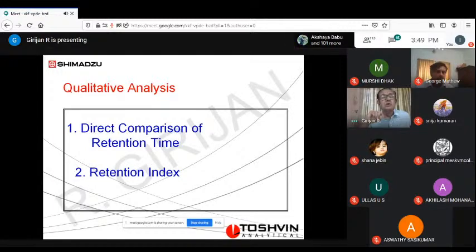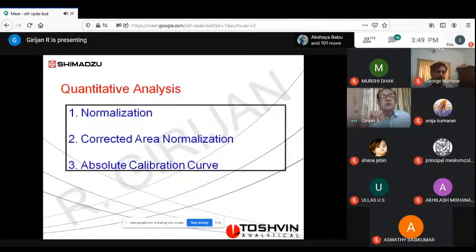I mean, this is common for GC or LC. And there are different types of quantitative analysis available in chromatography: normalization method, corrected area normalization method, absolute calibration curve method. And under this, there are two types called internal standard method and external standard method. So these are all common for whether it's a GC analysis or a LC analysis.